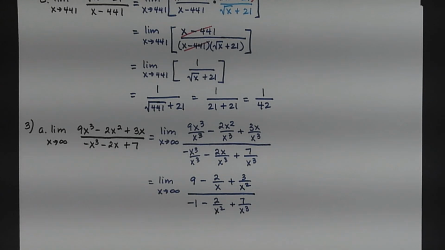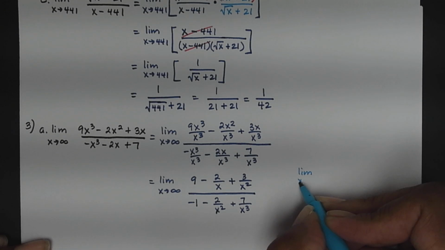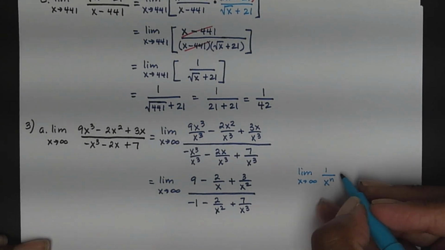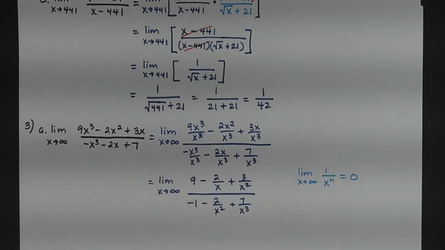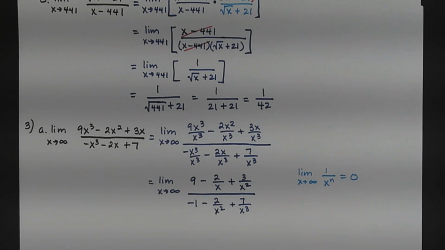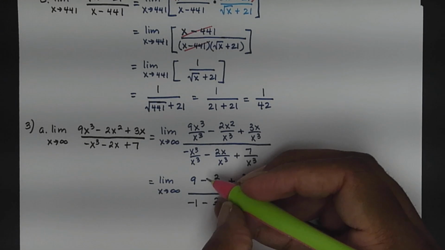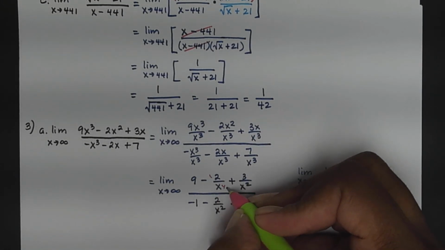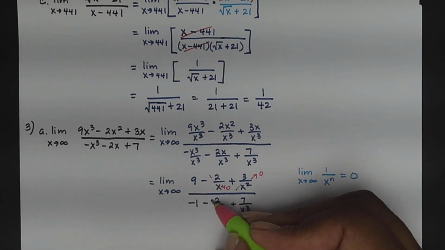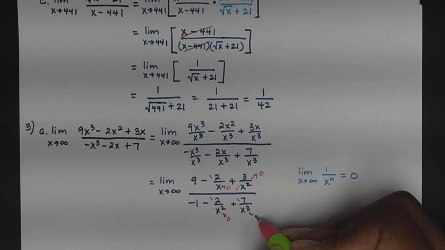Now there is a rule that says this. As you take the limit as x approaches infinity of 1 over x to whatever that exponent is, that's going to end up going to 0. So in this problem, as we let x approach infinity, this 2 over x goes to 0. 3 over x squared would go to 0. 2 over x squared would go to 0. And 7 over x cubed will also go to 0.